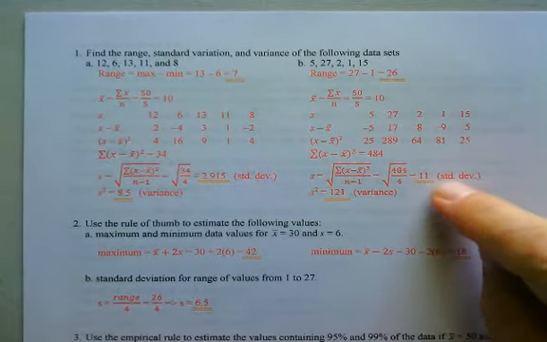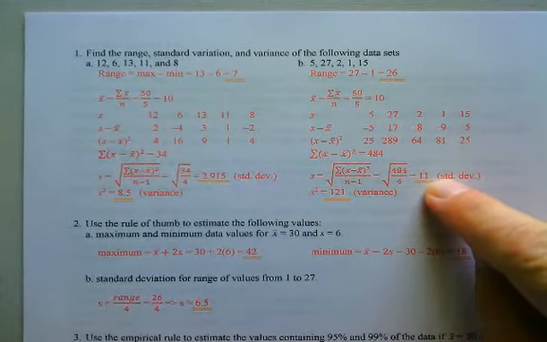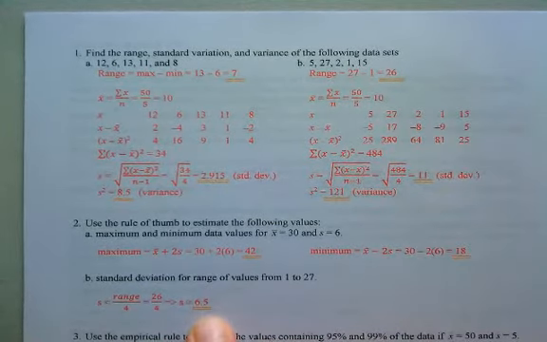Now you might note that the actual standard deviation was 11 when we did this particular data set, whereas this came out differently. So this is just an estimation and really will be dependent on just how many data values you have.